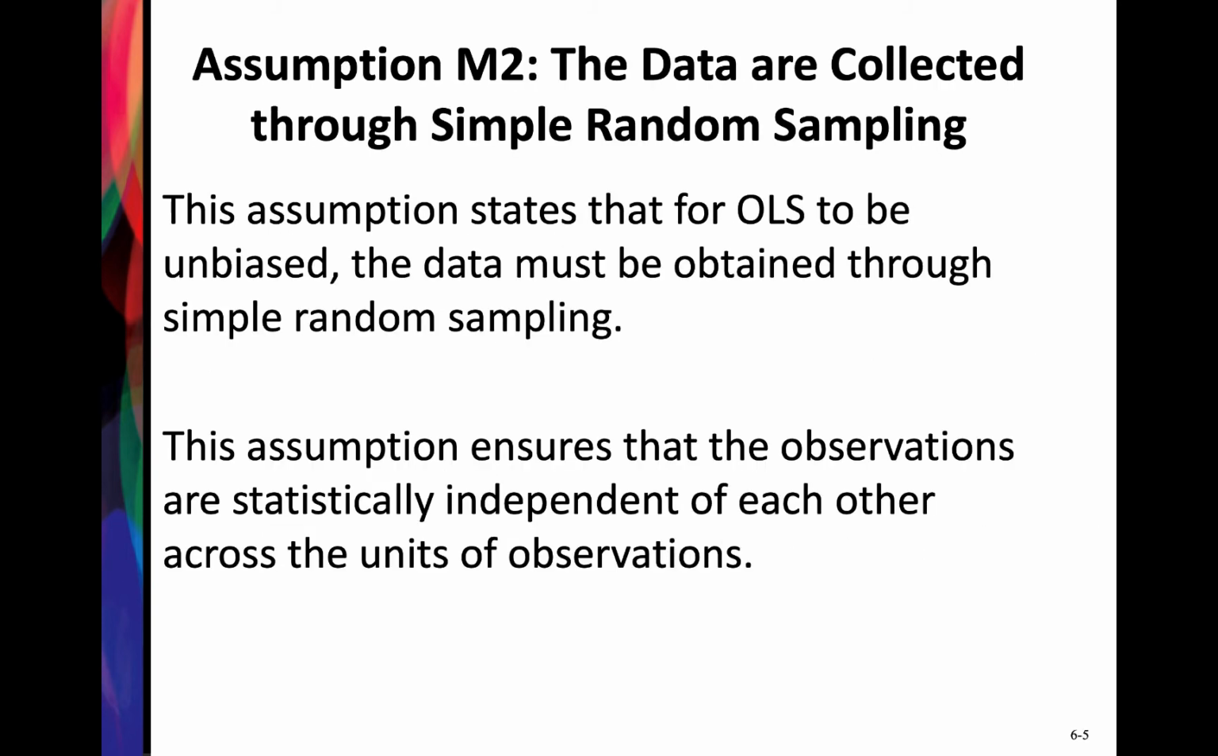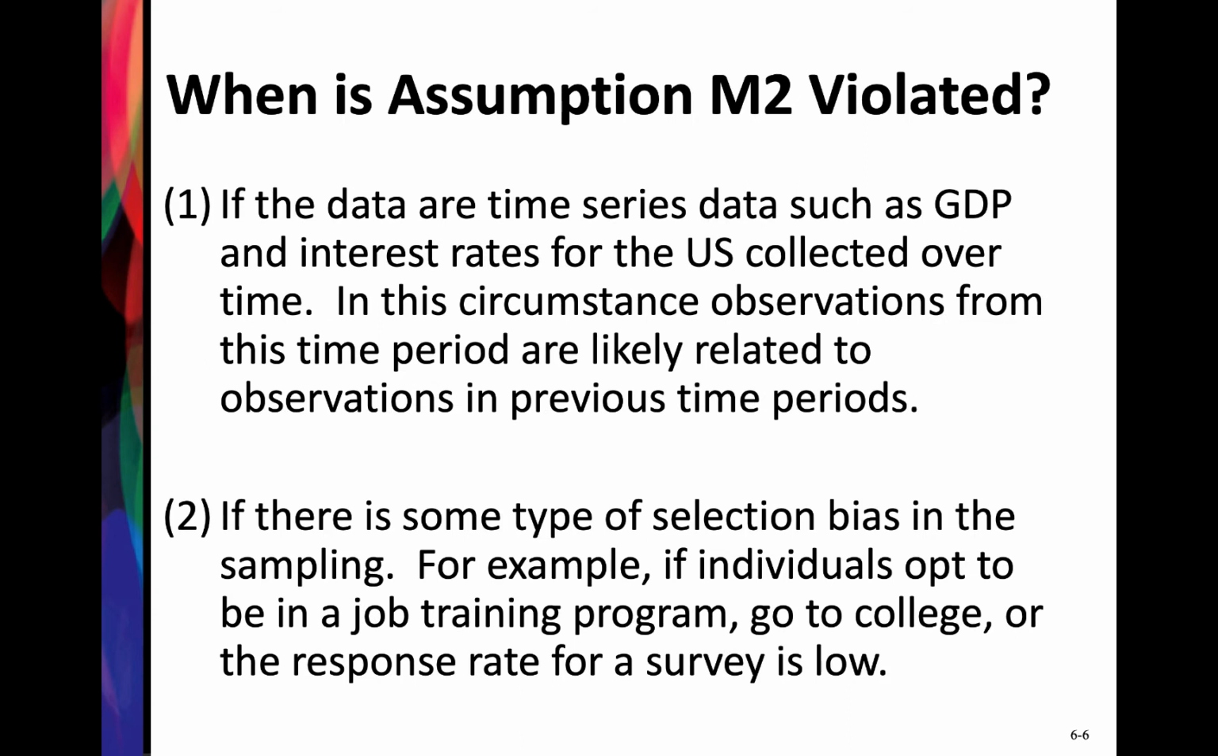Assumption M2: the data are collected through simple random sampling. This assumption states that for ordinary least squares, OLS, to be unbiased, the data must be obtained through simple random sampling. And this assumption ensures that the observations are statistically independent of each other across the units of observation. When is this assumption violated?